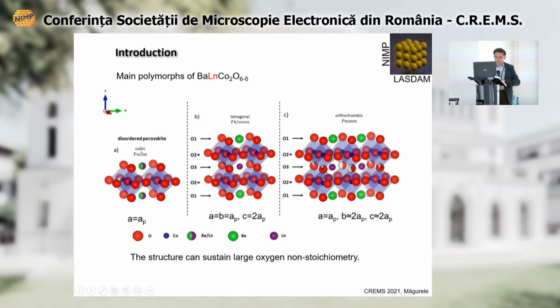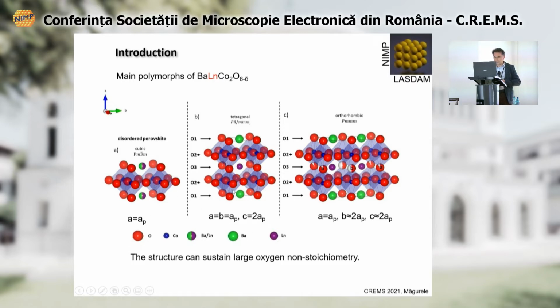First of them is the cubic structure, and I represent it here. You can see that the oxygen ions are represented in red, cobalt is in blue, inside here. We have barium, and we have a lanthanide ion, which can be lanthanum or any of the whole series of lanthanide elements. So in the case of a disordered structure where the lanthanide position can be equally occupied by barium or lanthanide ion, we have a cubic structure.